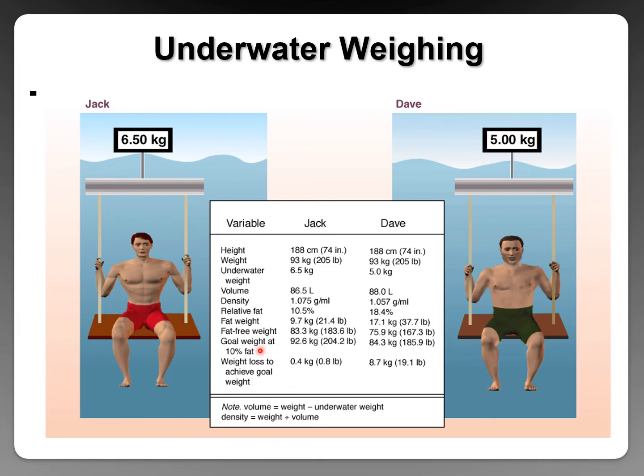So if you wanted to get to a 10% body fat total, Jack only has to lose 0.8 pounds, whereas Dave has to lose around 20 pounds because, again, the fat-free mass is going to be less for Dave than it currently is for Jack. So both of these are going to be differentiated by use of underwater weighing. Simply looking at BMI, height, weight, that's not going to cut it for the assessment of these two.